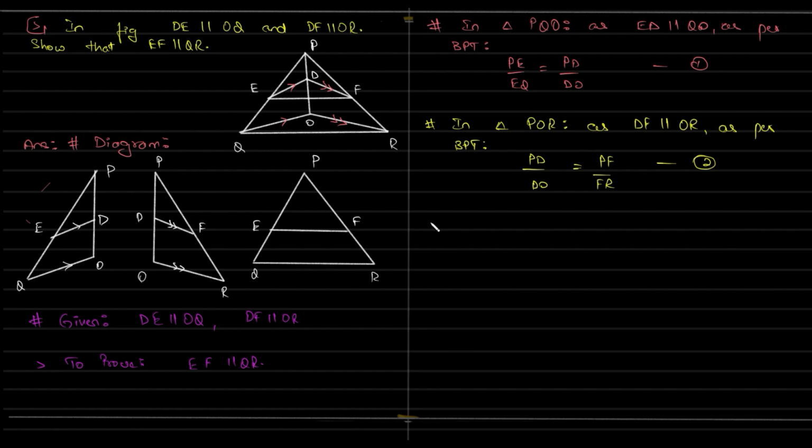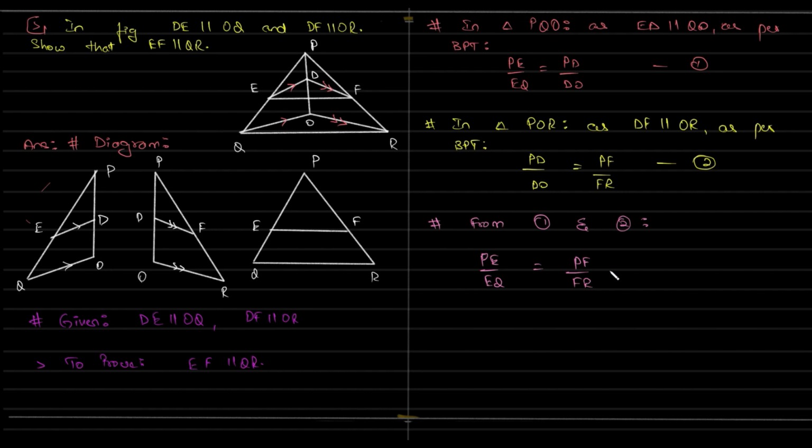Now, the next step is the conclusion. So from 1 and 2, what can you conclude? It's time to pause and think. As PE by EQ is equal to PD by DO, and PD by DO is also equal to PF by FR, we can conclude that PE by EQ is equal to PF by FR. We'll write that.